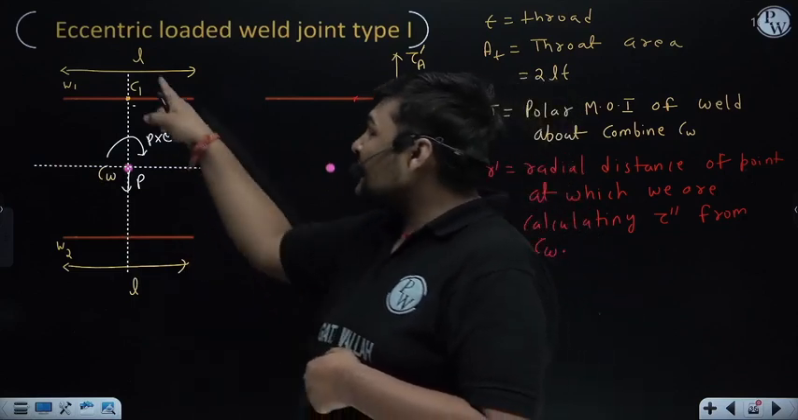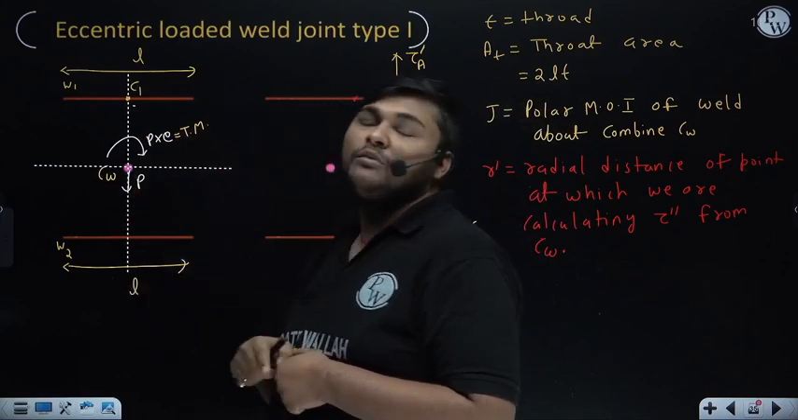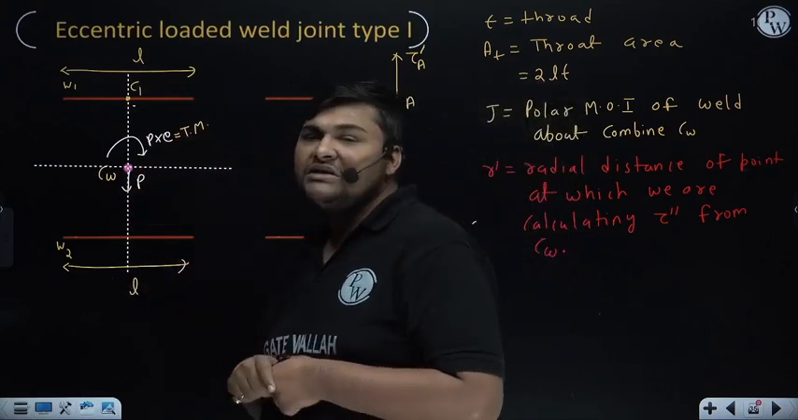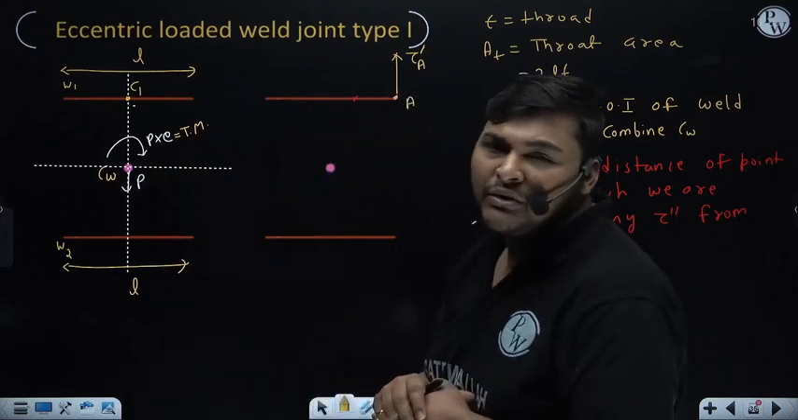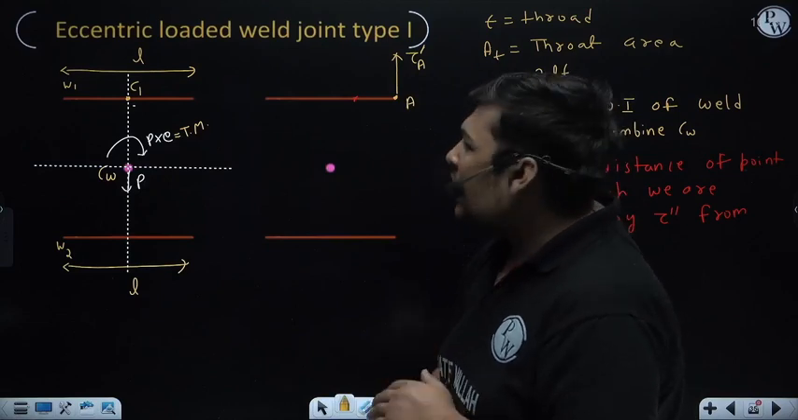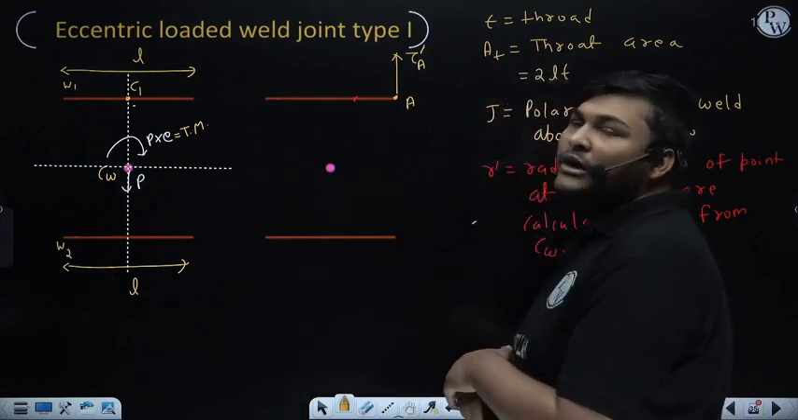So the mid-axis will be the centroidal y-axis of this weld, because it is symmetric about the y-axis. Now the intersection of these two axes is the combined centroid of this weld. In this way you can locate the combined centroid if the diagram is symmetric. Okay. Now after that, how to calculate the polar moment of inertia?